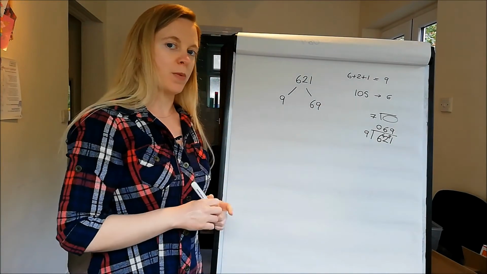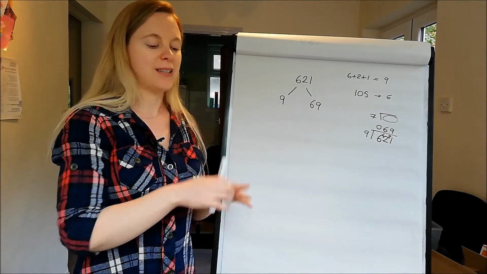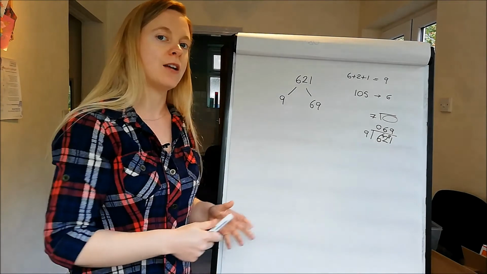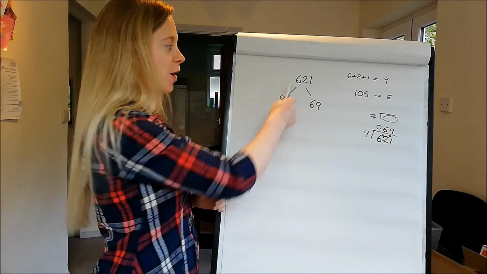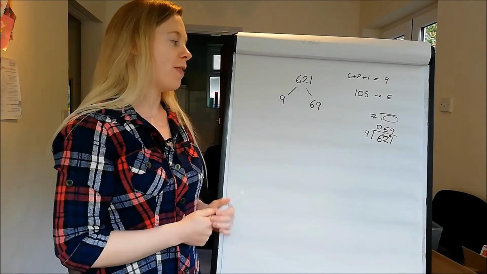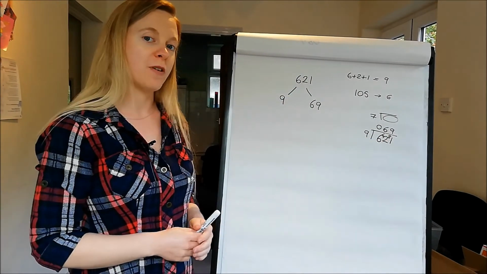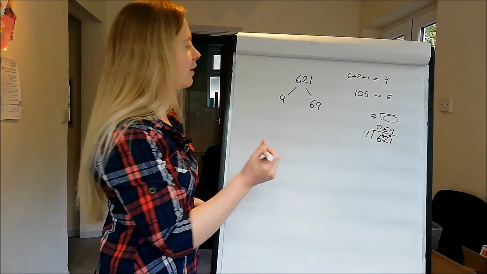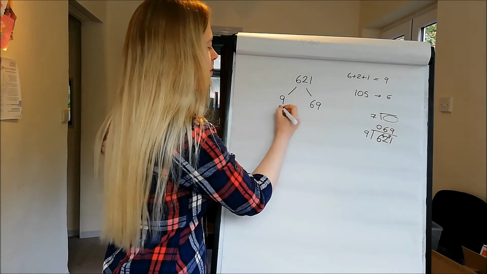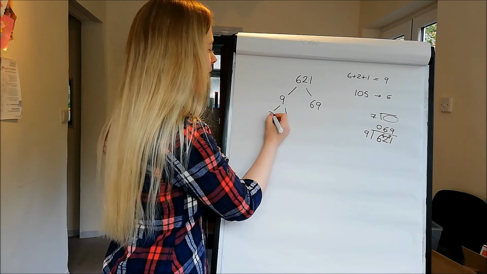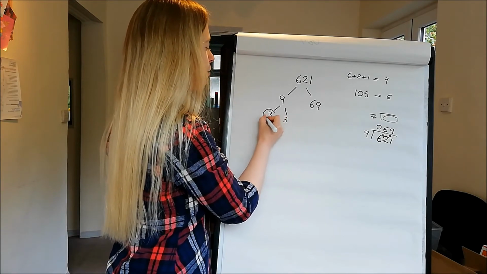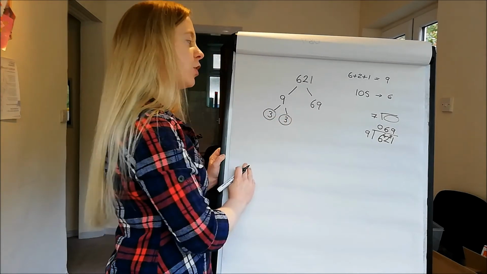So although they're probably not going to check your division directly in a do-this-divide question on a non-calculator paper, this is the kind of question where they might check, can you do bus stop division? So make sure you can. Neither 9 nor 69 are prime, but 9 breaks down into 3 times 3, both of which are prime, so I'll circle them.